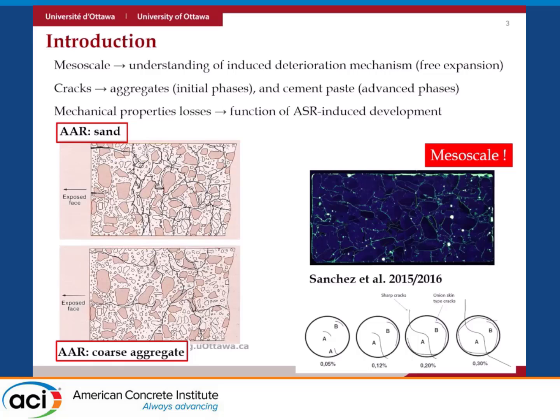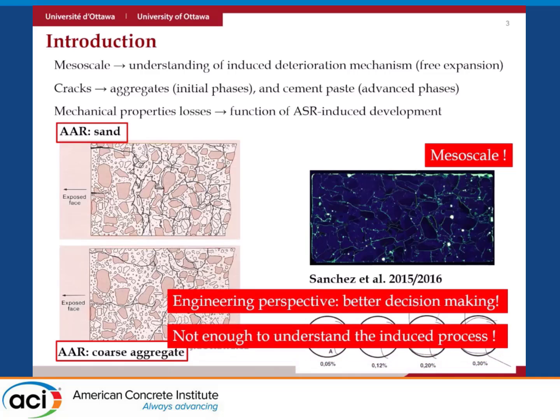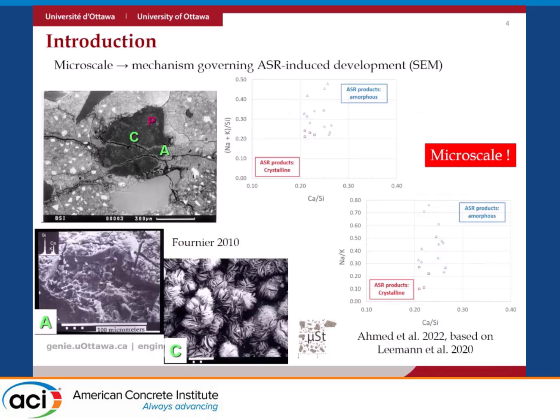However, working at the mesoscale is still not enough. So I think we have now much more tools for better decision making, but for a further understanding of the mechanism of ASR-induced deterioration, we need to get to the micro scale. And whenever we go to the micro scale, there's lots of research out there as well, looking at SEM to understand the different types of reaction products formed.